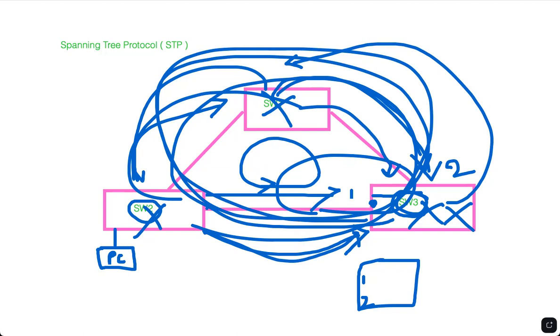So now we understood how the loop forms. Now let's see how spanning tree will rescue us in avoiding this loop.